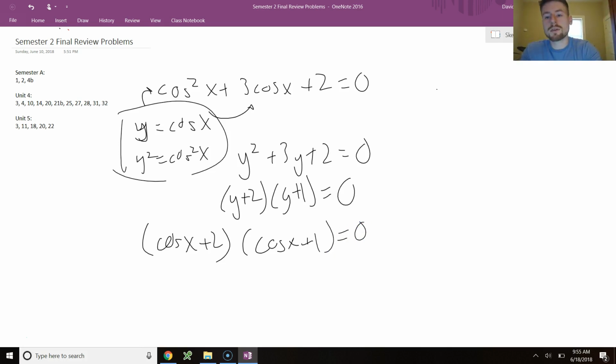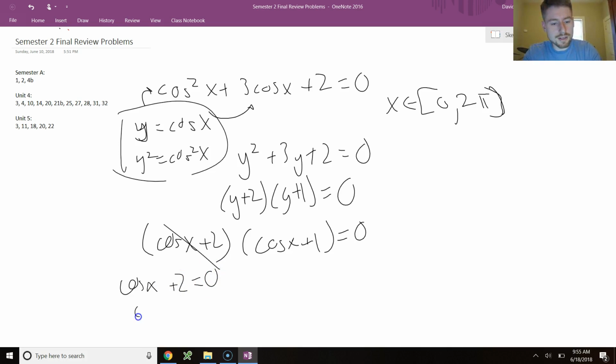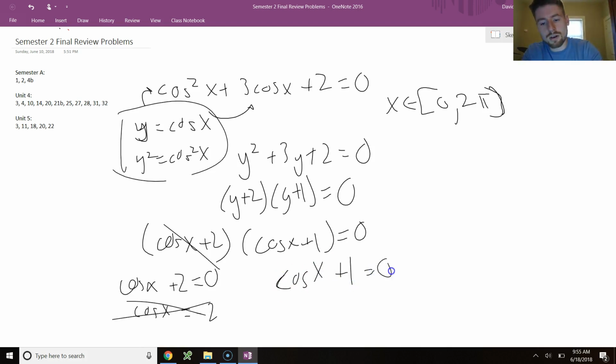Let me remind myself that we're looking for the answers between 0 and 2 pi. So we want those numbers. This first one is not possible because cosine is never less than -1. This is saying cosine of x plus 2 equals 0, and that can't happen because this would say cosine of x equals -2, and we know that never works because the smallest cosine of x can be is -1. However, this other one does work. Cosine of x plus 1 can equal 0.